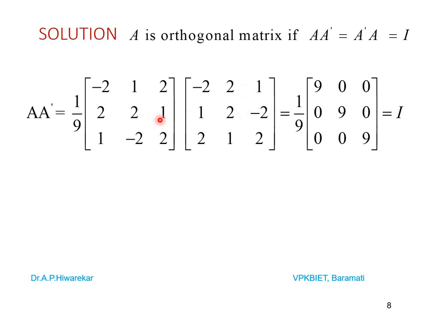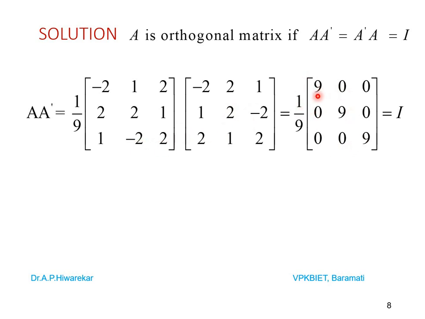2 - 4 that gives 0. Second row, second column, it is 4 + 4 + 1, means 9. Second row, third column, it is 2 - 4 + 2, that gives 0. Third row, first column, it is -2 + 4, that is 0. Then third row, second column, which is 2 - 4 + 2, that is 0. Then third row, third column, 1 + 4 + 4 is 9.